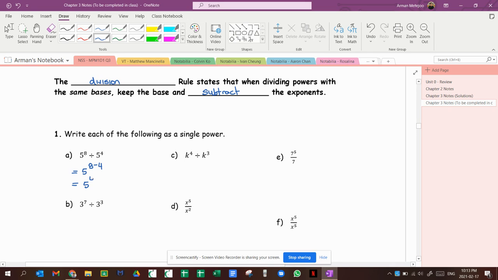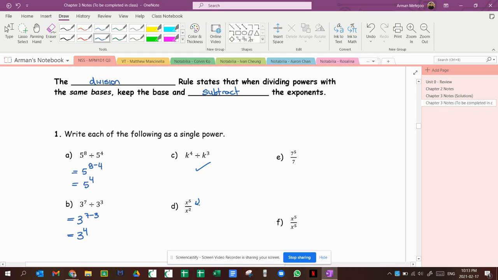For this one over here, I do the same checklist. Do they have the same base? Check. Are they dividing? Check. Keep my base the same. Subtract my exponents. I think you can do this one.